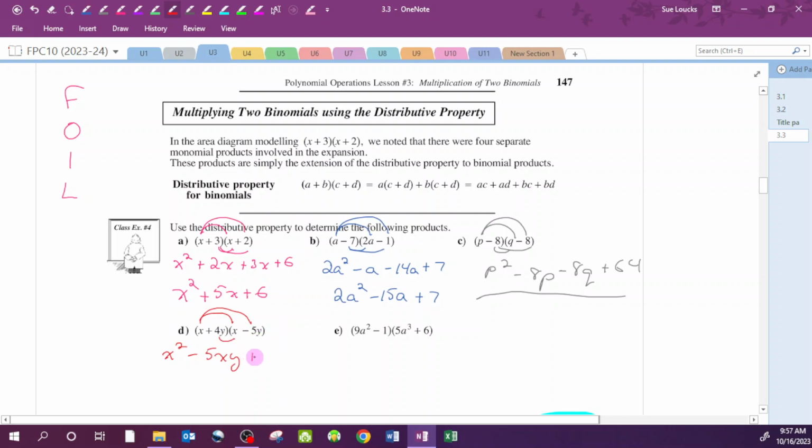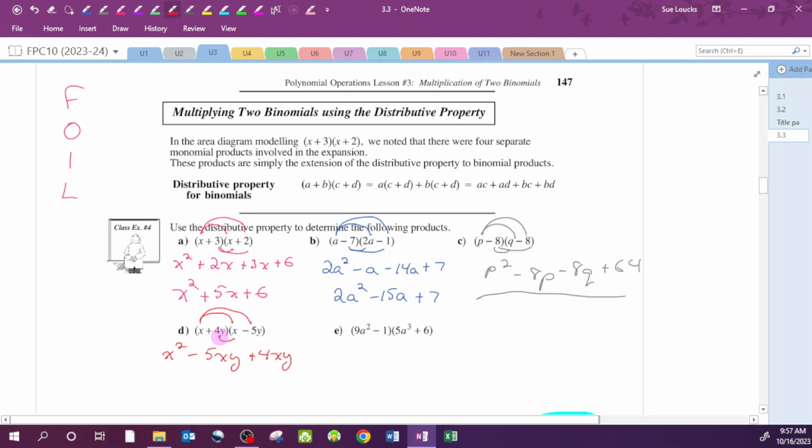4y times x is plus 4xy. Notice that I put them in the same order. I don't go minus 4yx. It's not wrong to go 4yx, those are equal, but the convention, as I mentioned, is to do them in alphabetical order. And it also makes it obvious that these are like terms that we are going to be able to combine when we're finished. Finish this line.